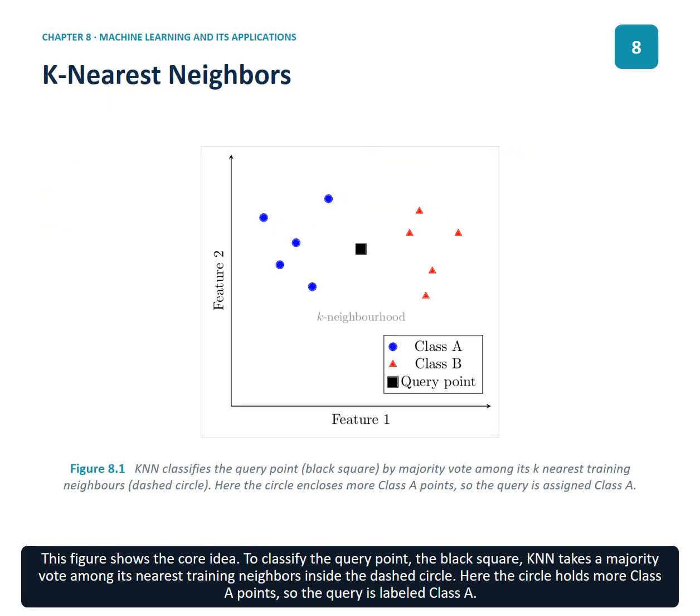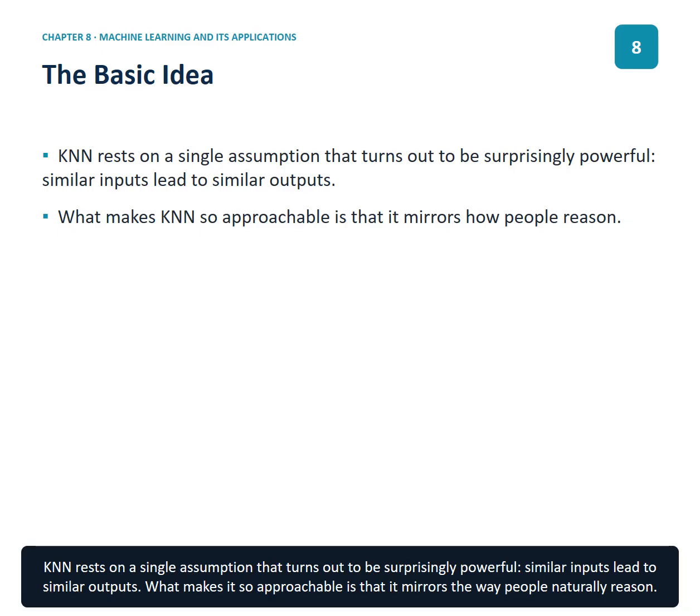This figure shows the core idea. To classify the query point, the black square, KNN takes a majority vote among its nearest training neighbors inside the dashed circle. Here the circle holds more Class A points, so the query is labeled Class A. KNN rests on a single assumption that turns out to be surprisingly powerful. Similar inputs lead to similar outputs. What makes it so approachable is that it mirrors the way people naturally reason.